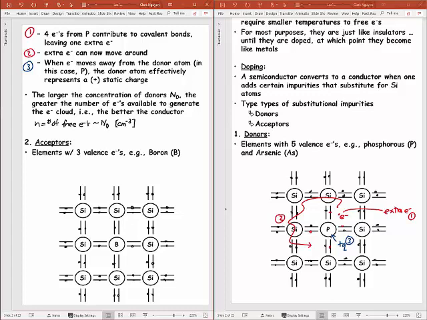Okay? And so with what I just said, the larger the concentration of donors, which we call capital N sub D, the greater the number of electrons available to generate the electron cloud, which can then be controlled by an electric field, and so the better the conductor. And so more nomenclature for you. Little n, why we use little n, I'm not sure. But little n is commonly the number of free electrons in a donor-doped silicon. And so because we use n for that number of free electrons, we call this n-type silicon.